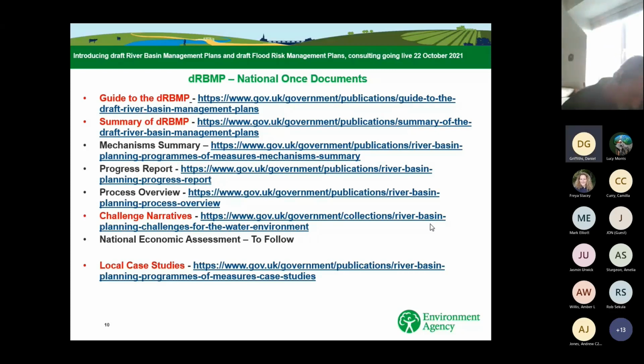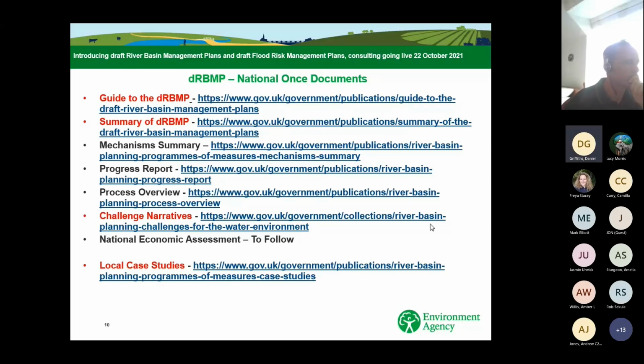There's a whole list of documents there, but the ones I haven't highlighted are largely statements of fact. For example, the mechanism summary is describing all the environmental legislation that we've got backing improvement, which is a really useful resource document, but in truth, it's probably not something that's likely to change off the back of the consultation. So obviously, if you want that background information, it's useful to read. If you're viewing the plan more for consultation purposes, I perhaps suggest focusing on the other documents.